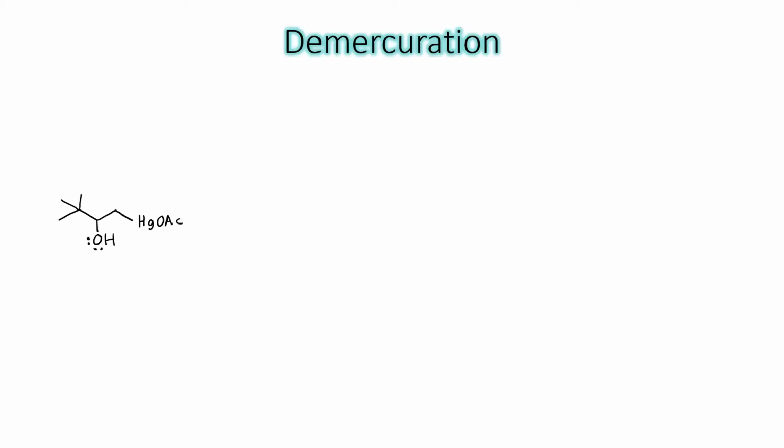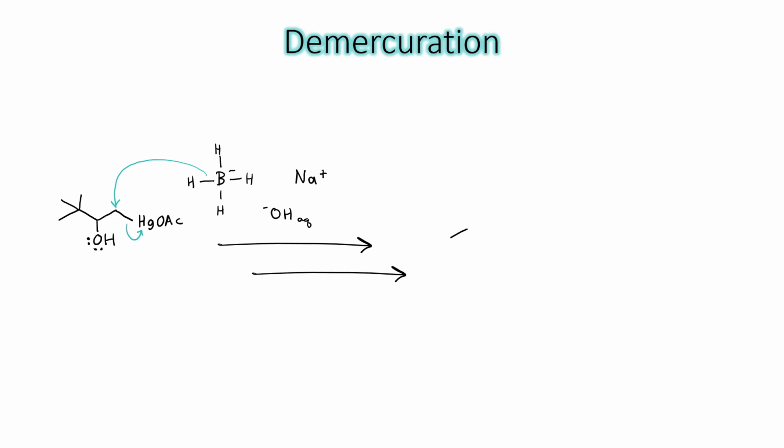In the second step, we're going to need a hydrogen atom to replace the mercury acetate. So we use the sodium borohydride, and the hydride attacks the carbon and kicks out the mercury. And there's also aqueous hydroxide in this reaction, so after a couple of mechanistic steps, we get our final alcohol product and some of the byproducts. So this is how we get Markovnikov alcohols from alkenes, but without the rearrangement.